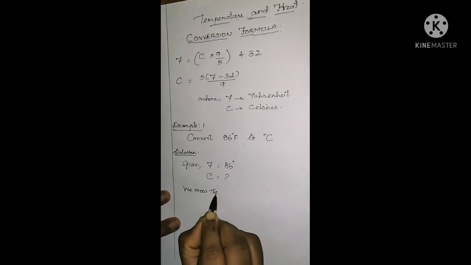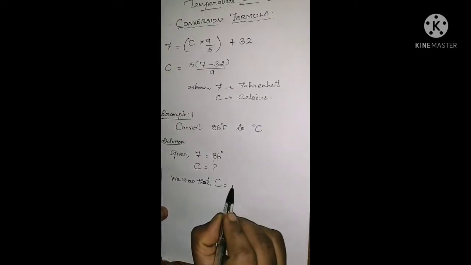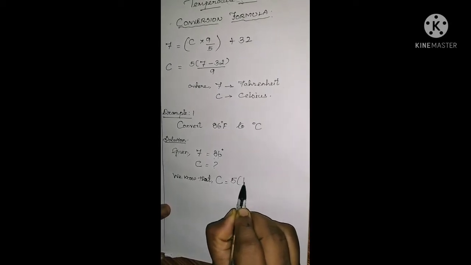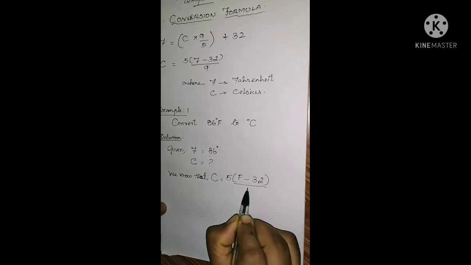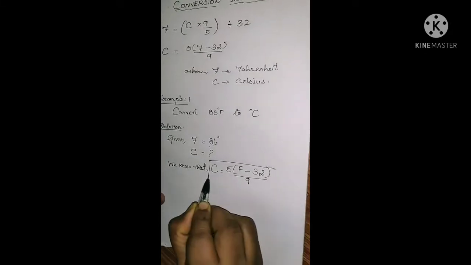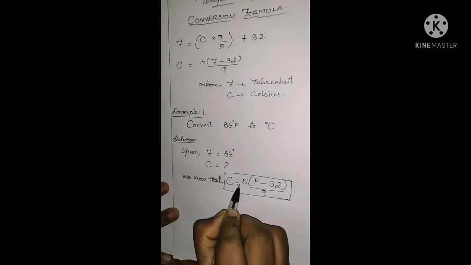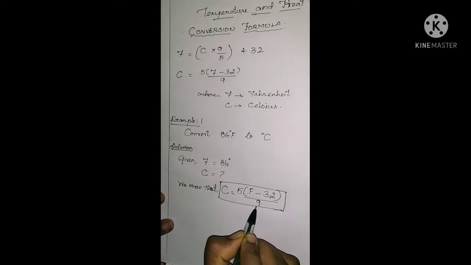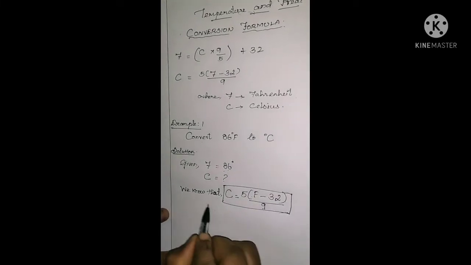We know that C is equal to 5 into (F minus 32) by 9. What's the formula? Put it in the box. This you want to write in your class booklet, okay? C is equal to 5 into (F minus 32) by 9. If you know this formula, then only we can do this, okay?